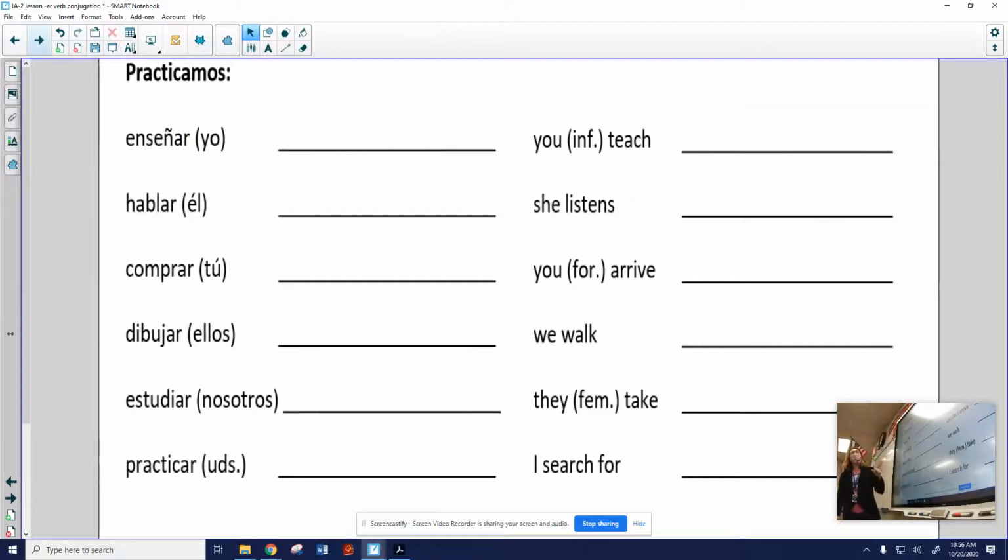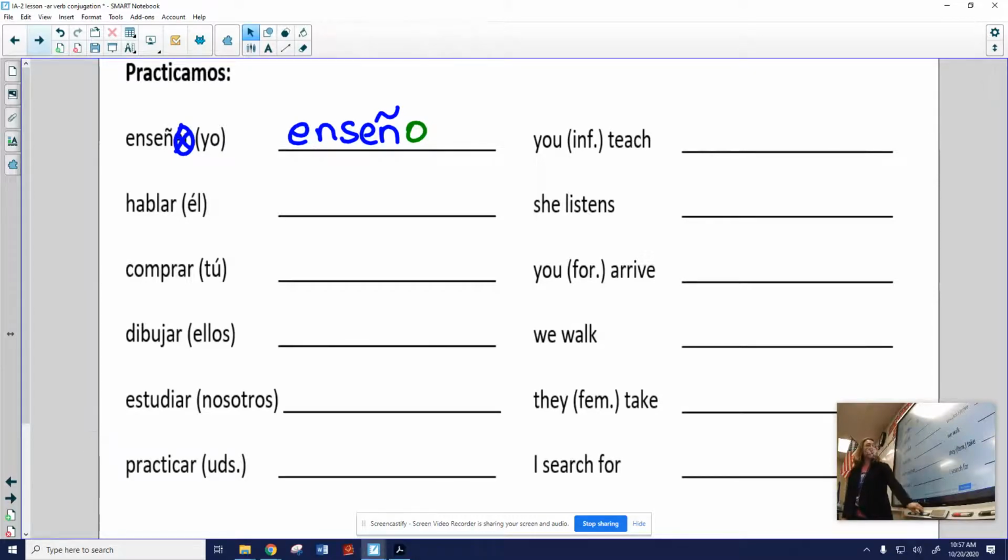Bueno. Practicamos. Flip the page. I practico. I practica al revés. Enseñar, forma yo. The first step is always to remove the infinitive ending. Take off the AR, we're left with the stem enseñ, which indicates teach. And the yo ending for AR verbs is an O. Enseño means I teach. Está bien, escribe, por favor.